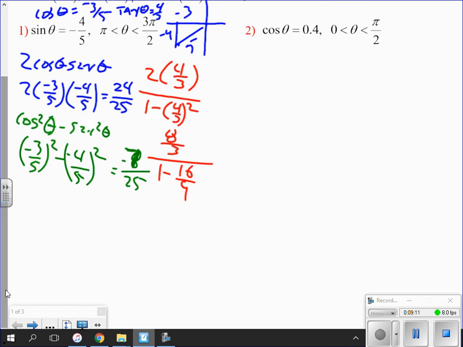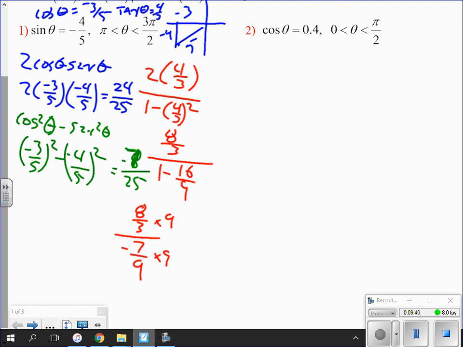So then I have 1 minus 16/9, so I still have 8/3. 1 minus 16/9 is -7/9. How do you get rid of a complex fraction? You multiply by the common denominator of the fraction in your numerator and the fraction in the denominator. The common denominator between 3 and 9 is 9. So I multiply times 9, multiply times 9.